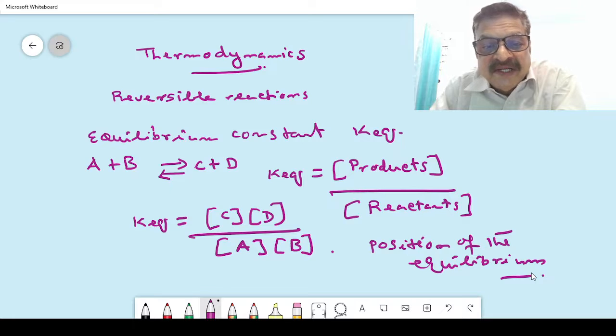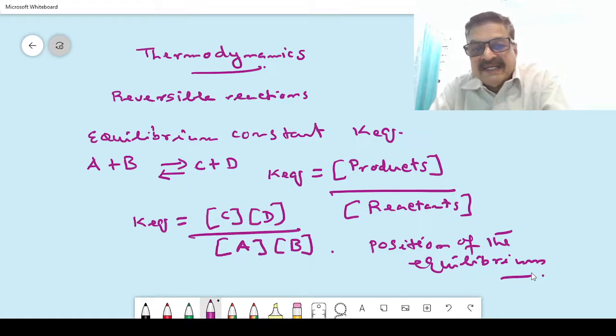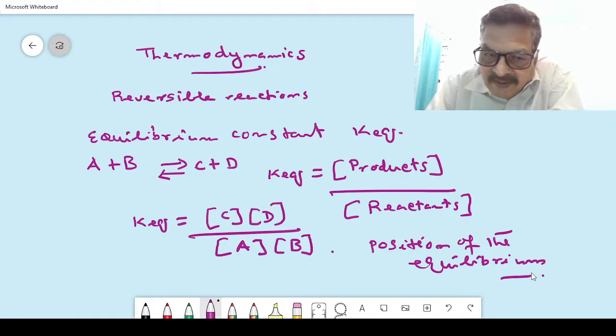Therefore, the concentration will keep varying. The concentration of the reactants will keep varying here. Okay, that we will be studying in kinetics. So, the equilibrium constant tells us about the position of the equilibrium.